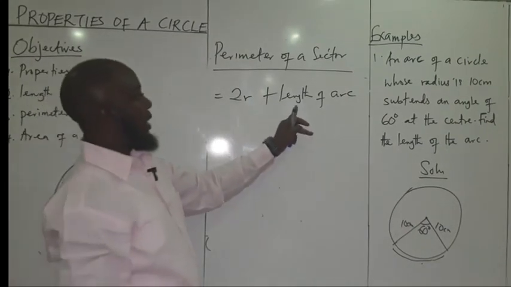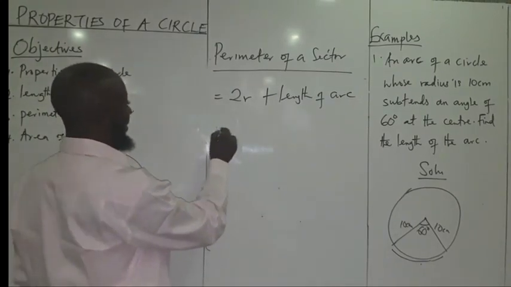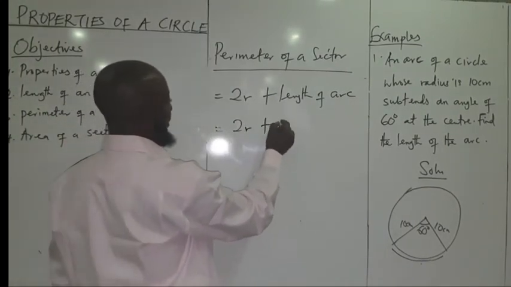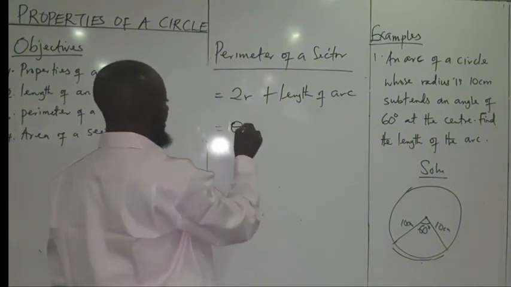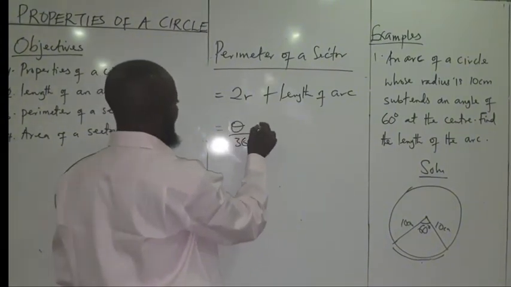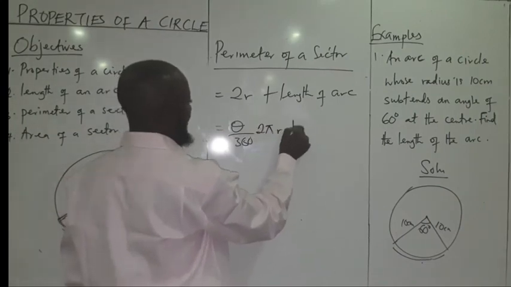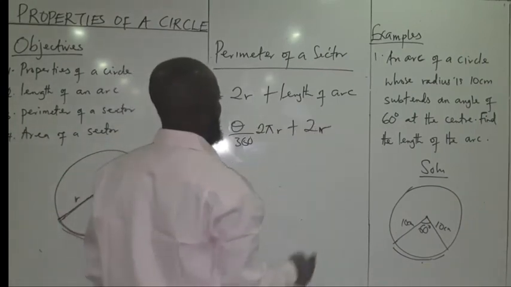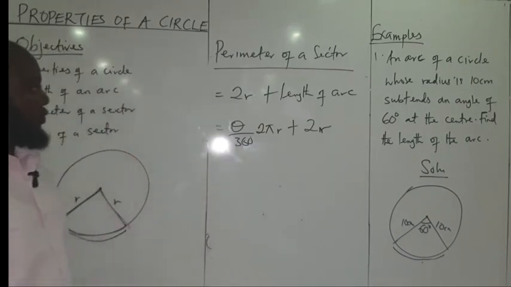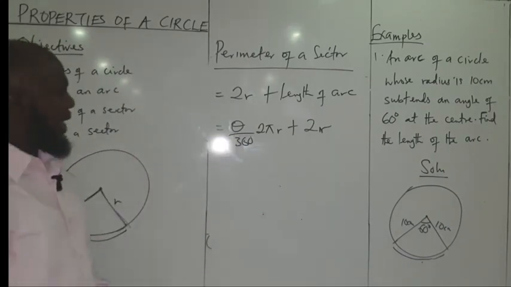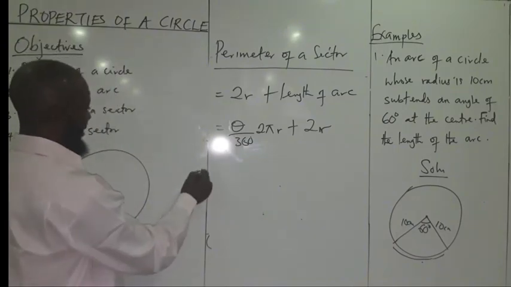Now we have known the length of arc to be what? Theta over 360 times 2 pi r, plus 2R. Am I with you? So we can factor out this one and move on. So let's leave it like this. So let's look at the example on this. That would be example 2.